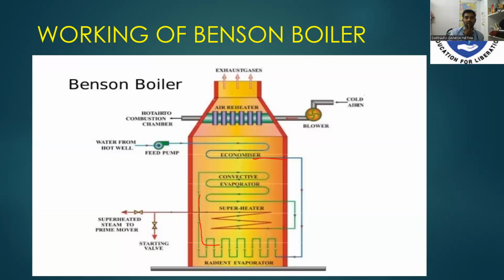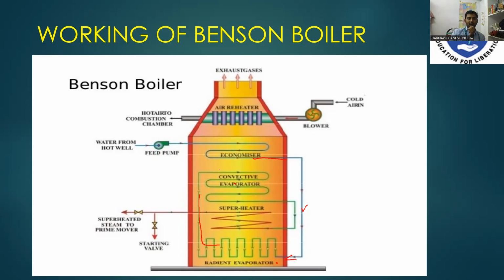So here we can discuss the diagram, which shows the working of a Benson boiler. Here, hot water from the well, the feed water, goes to the economizer. What will the economizer do? The economizer will increase the temperature. After increasing the temperature, the water is partially converted, so it will be sent to the radiant evaporator. Here the heating will happen.